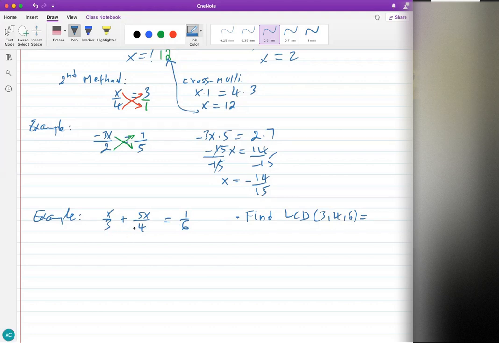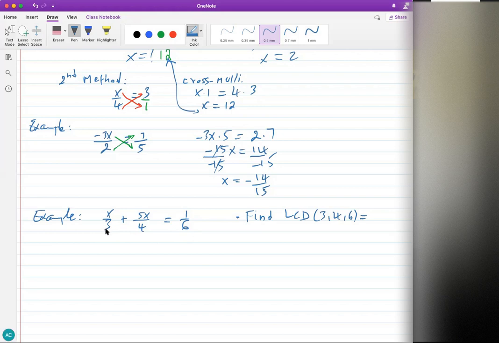What's the LCD for 3, 4, and 6? What is the common denominator? In other words, a number that all these three can go into. What's that number? 3? Not all of them go into 3. A number that all of these can go into. It's a bigger number that all three can go into.